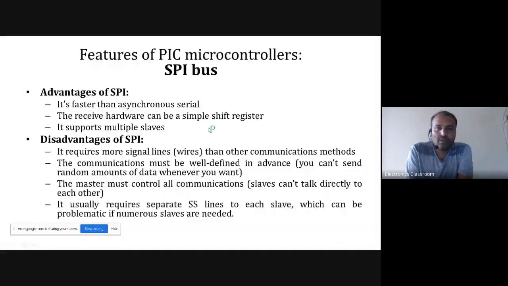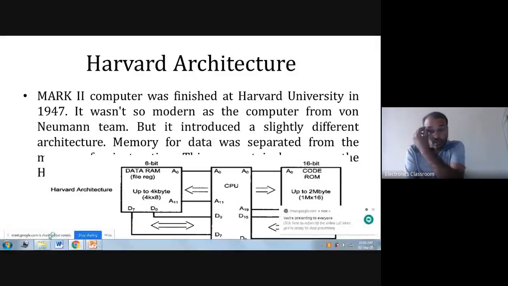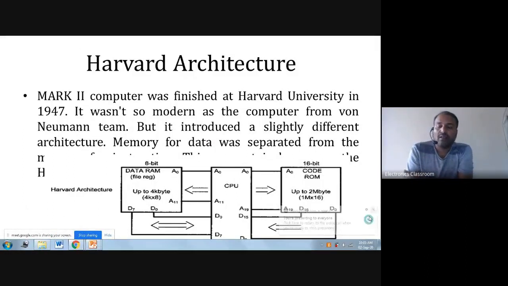We will proceed towards our next topic, which is nothing but architectures. We have also discussed various types of architectures, that is Harvard and von Neumann architectures. In short, we discussed what Harvard means and what von Neumann means. Here we will go into detail.